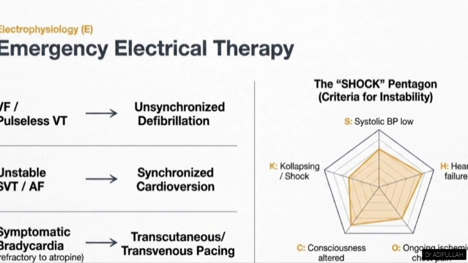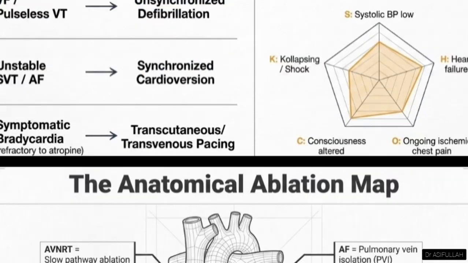Emergency electrical therapy. For VF or pulseless VT, defibrillation. For unstable SVT or AF, synchronized cardioversion. For symptomatic bradycardia, transcutaneous or transvenous pacing. And the shock pentagon criteria for instability are low systolic blood pressure, heart failure, ongoing ischemia, low consciousness or collapsing, and shock. The shock pentagon criteria for instability in emergency defibrillation or cardioversion.